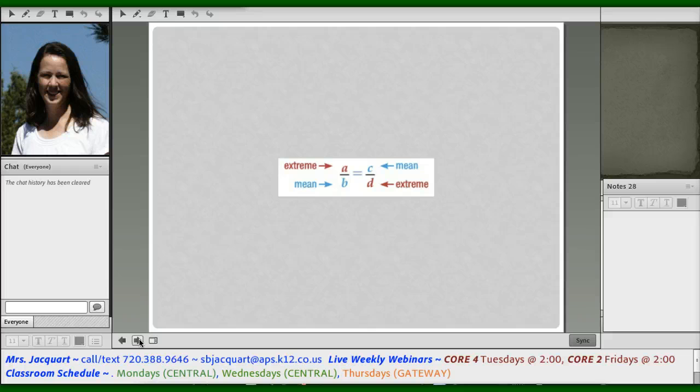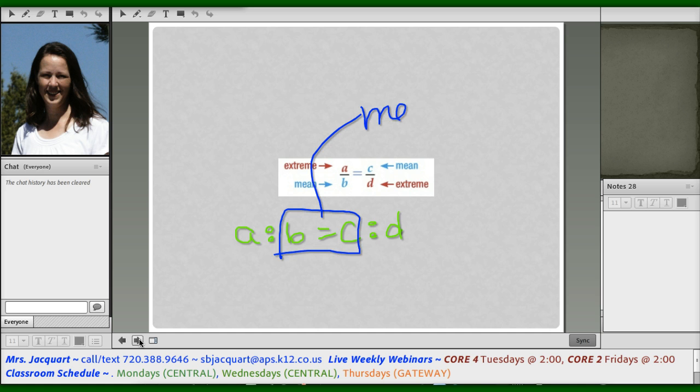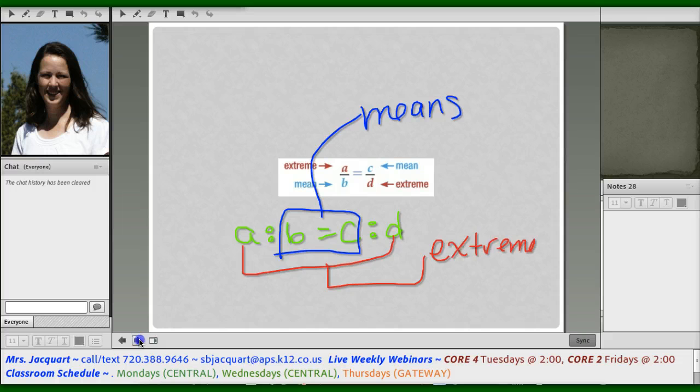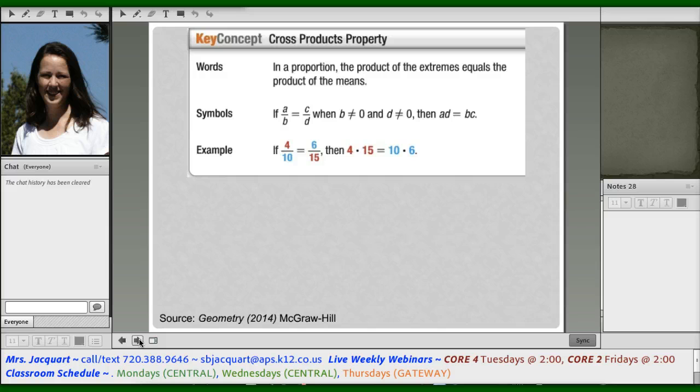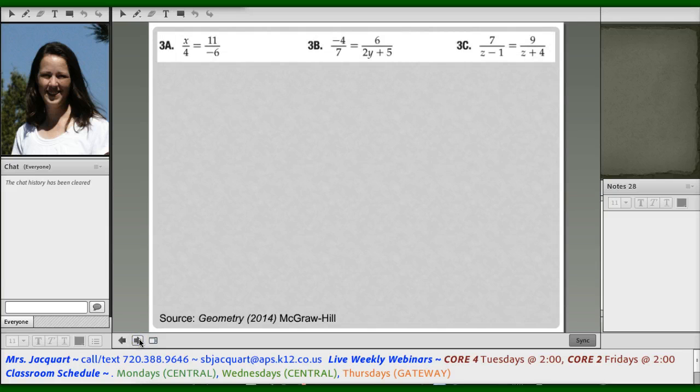Okay, and this is the extremes and the means. Push pause if you need to. If I wrote A colon B equals C colon D, these are the means. Those are the extremes. Okay, push pause if you want to read it. It's just information. Okay, how do we solve these problems?